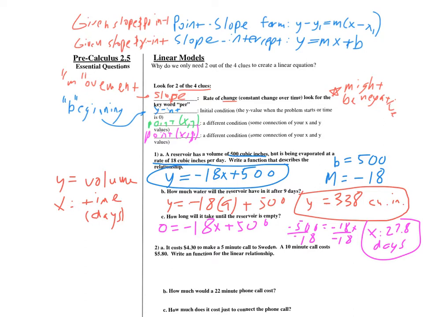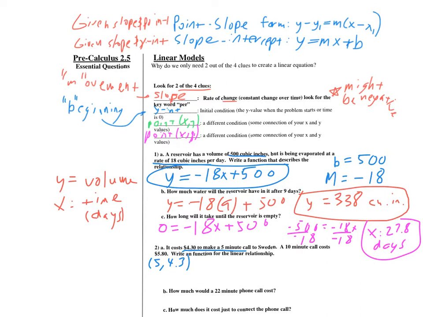All right, next up here, let's see. It says it costs $4.30 to make a 5-minute phone call to Sweden. A 10-minute call costs $5.80. Write a function for the linear relationship. So in this case, what are my clues here? Well, this looks like some connection, right? A connection between an x and a y value. So I'm going to say that that's a point. So I'm going to say it's 5, 4.3.